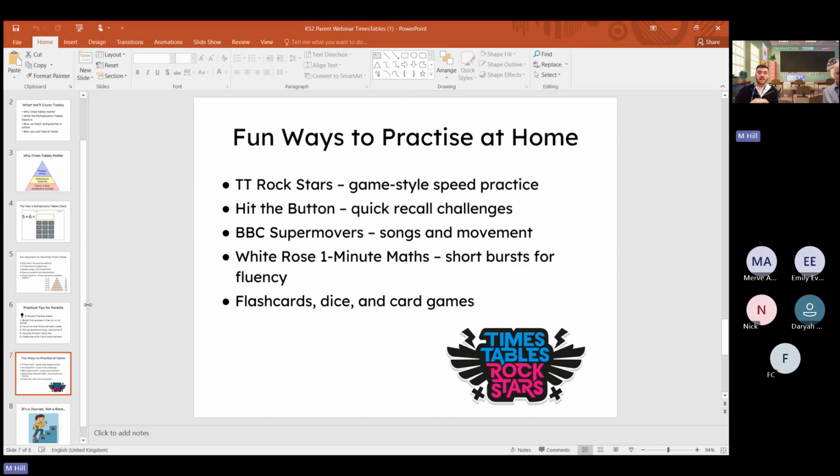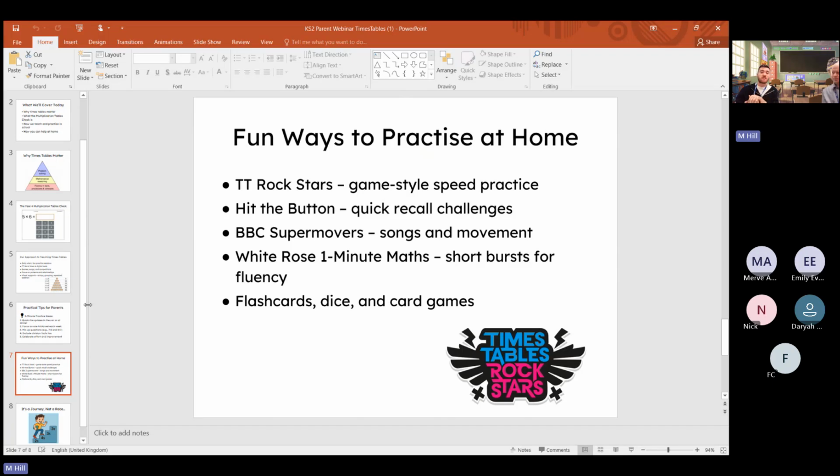And then flashcards, dice, card games. In school sometimes the children will roll a dice twice and multiply the two numbers together as fast as they can. Same with playing cards. If they turn over two playing cards, can they multiply the numbers together? Can they make a multiplication calculation? Could they make a division calculation with those numbers? Just fun, different ways to develop their times table knowledge in a way that's again, no pressure, no anxiety around it.